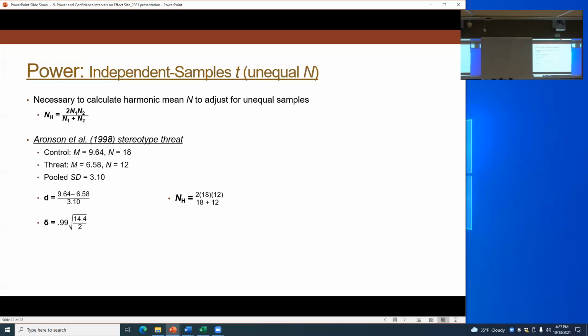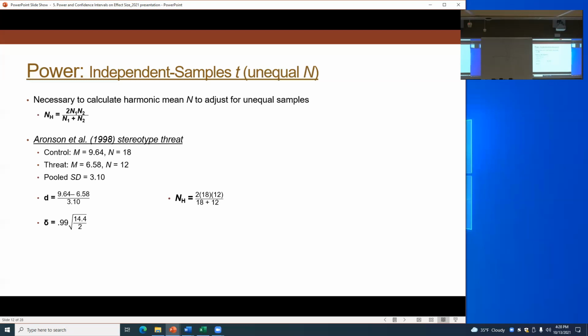So going back through, if we take our stereotype threat example, we have our control condition with a mean of 9.64. We've got 18 people in that group. For the threat condition, 6.58, with 12 people there. And then we've got a pooled standard deviation estimate of 3.1.